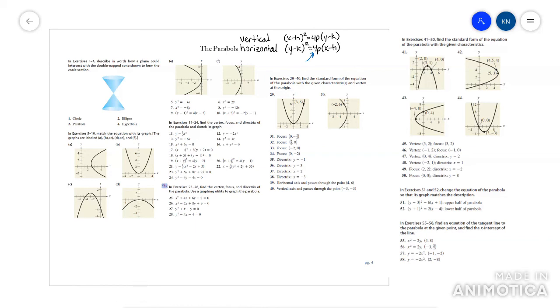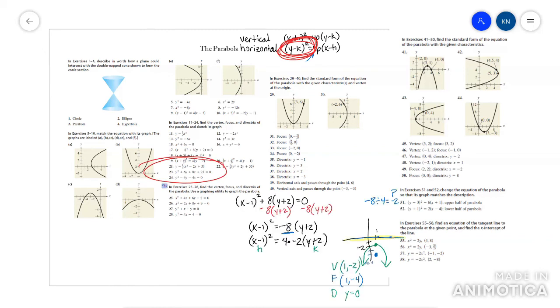Let's do number, see when I say let's do one that's horizontal, I'm looking for something with a y squared. So I look at these equations and I'm looking for one that has y squared. So like number 23, for example.